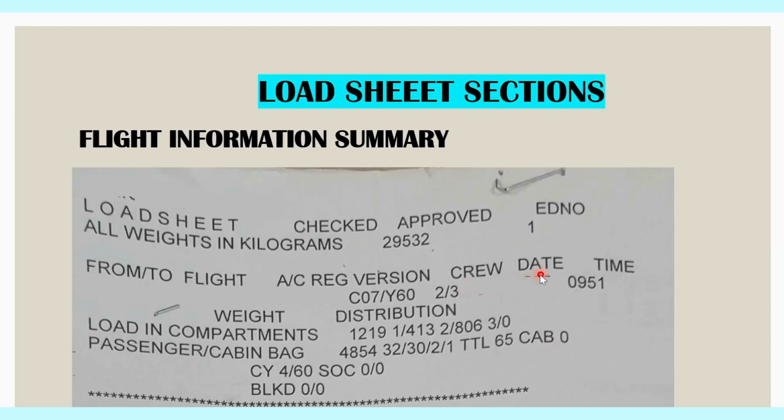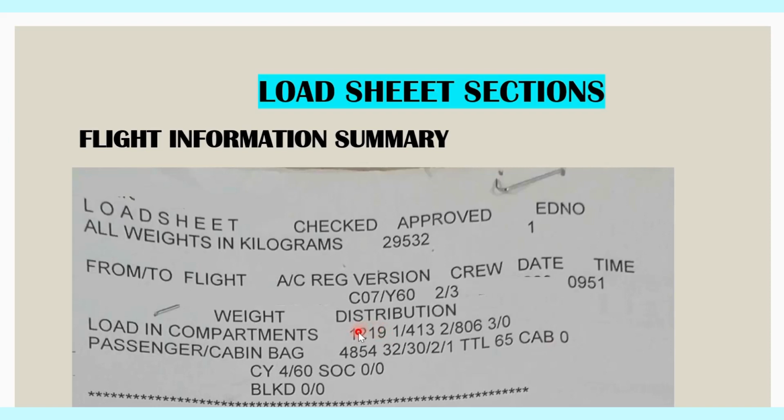The date is the date, obviously, of the formation of this load sheet, when it was formed. The time in UTC when it was formed is also written here. Weight distribution: the first line under this section says load in compartments. So the total load in the compartments on this particular flight is 1,219 kgs, and this should be less than what the compartments can hold.